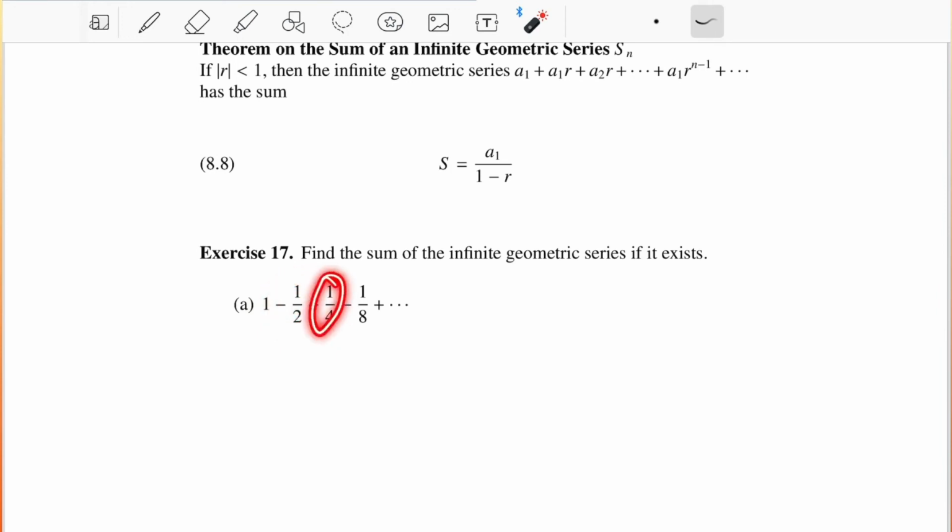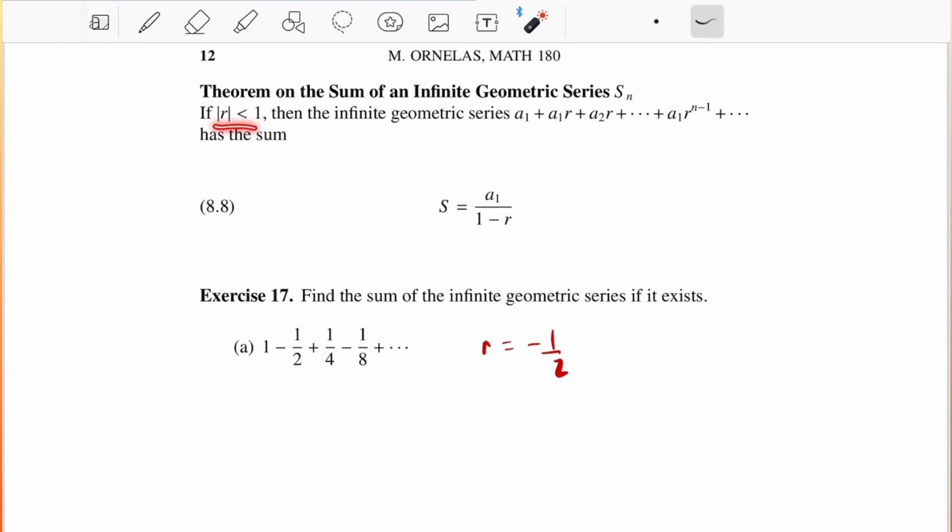If the absolute value of the common ratio is less than 1, then the infinite series has a sum. If it's greater than or equal to 1, then the series goes to infinity. In this case, the absolute value of negative 1/2 is less than 1, so therefore we can apply that formula. That means the limit is finite, or the sum is finite.